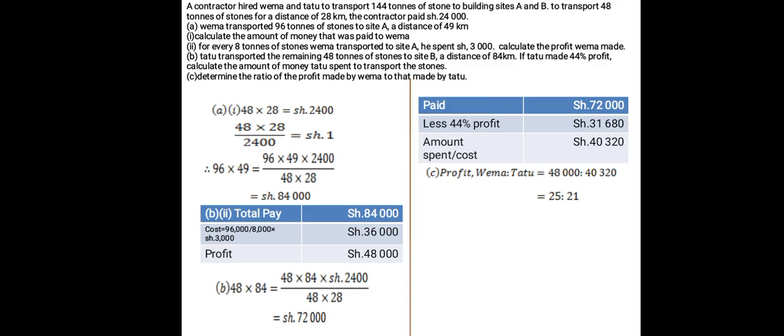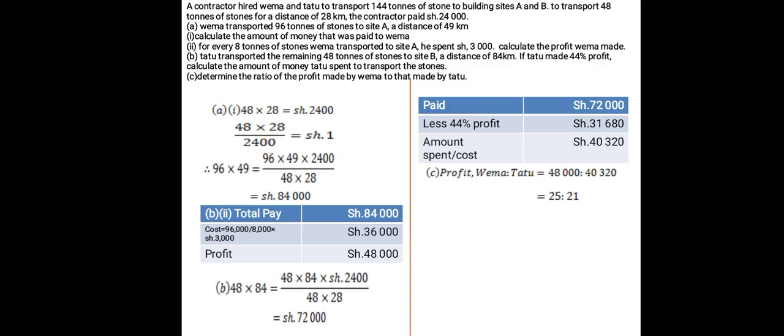Now, part A of the question, let's calculate what Wema got. Now, look at it this way. If 48 tons are transported for 28 kilometers, that is 2,400 shillings. Now, what will 1 shilling do? So, 1 shilling will be 48 multiplied by 28 all over 2,400.